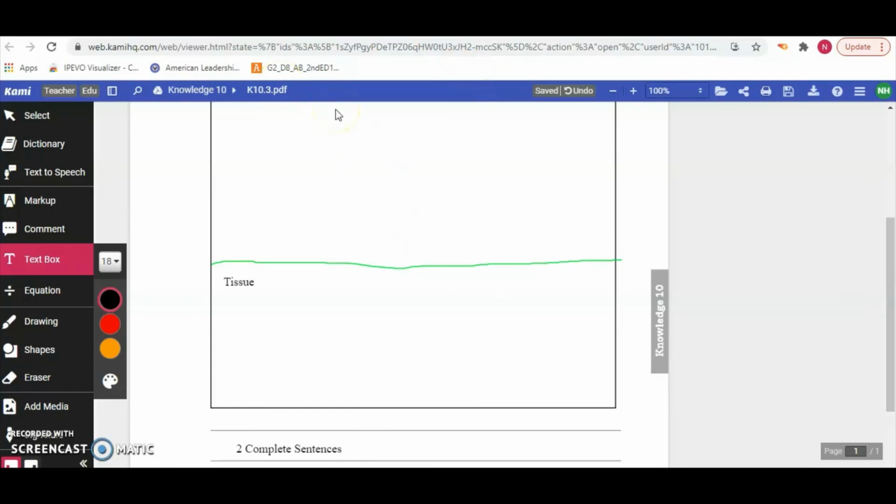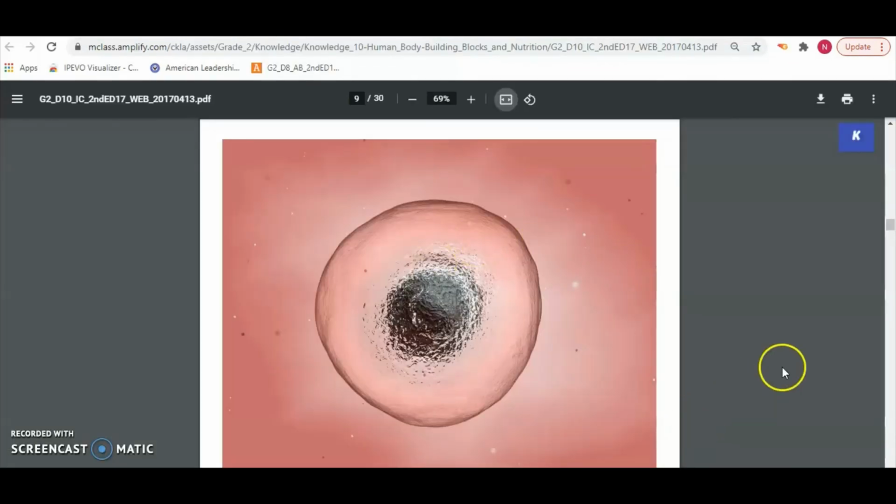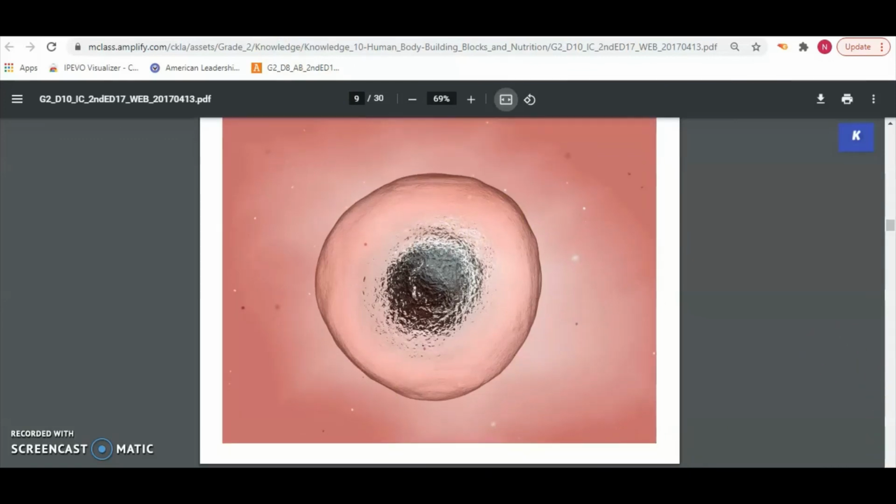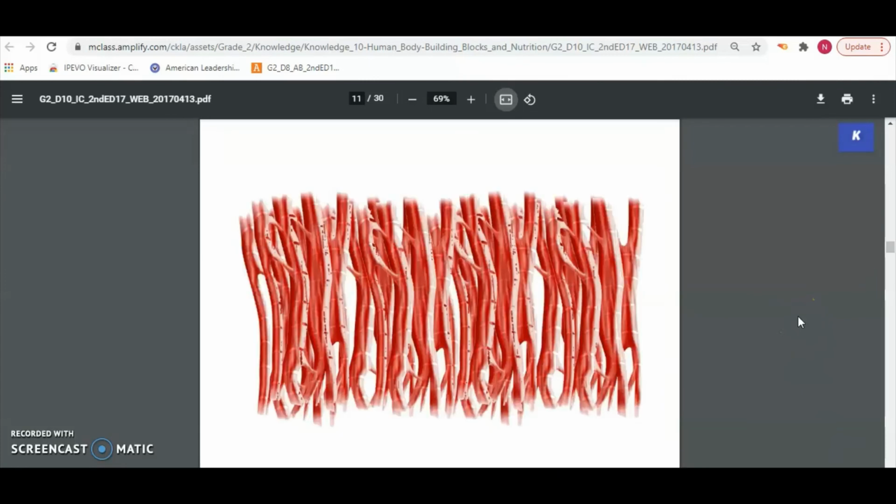If you would like a reminder of what cells and tissue look like, I'm going to pull up some pictures for you. This is a picture of a human cell. I would pause the video here while you are working on your cell drawing so that you can look back to it. Our next picture is going to be of muscle tissue. This is specifically muscle tissue. Again, while you're drawing tissue, if you would like to draw this muscle tissue, I would pause right here so you can look at it while you're drawing.